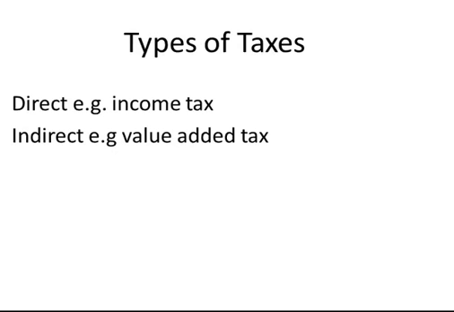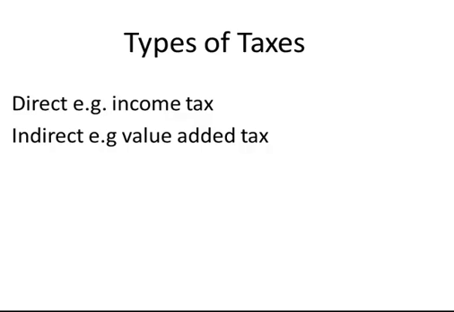There are 2 types of taxes. Either you have a direct tax or you have an indirect tax. A direct tax, an example of which is income tax, means you earn the money and tax is levied on that amount of money. That is what is referred to as a direct tax.